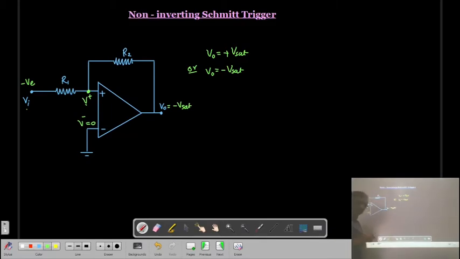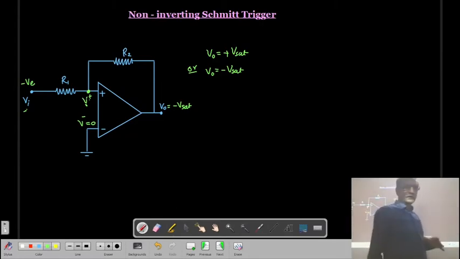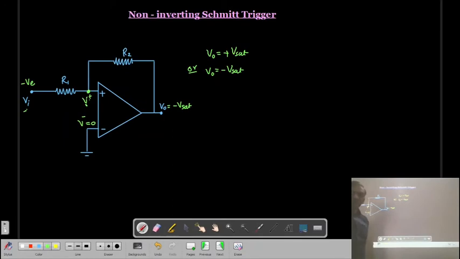Now we will increase this voltage, meaning minus 3, minus 2, minus 1. Then how much voltage do I have to apply at the input so that this V plus becomes 0 volts? Remember, this feedback voltage will be equal to 0 volts, and at that time the Schmitt trigger will change the state from minus V saturation to plus V saturation.